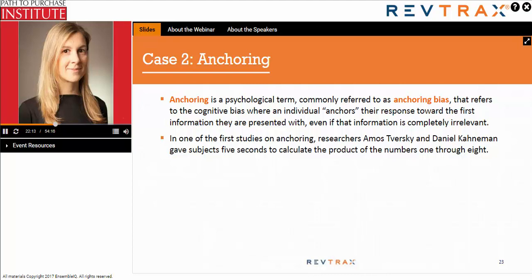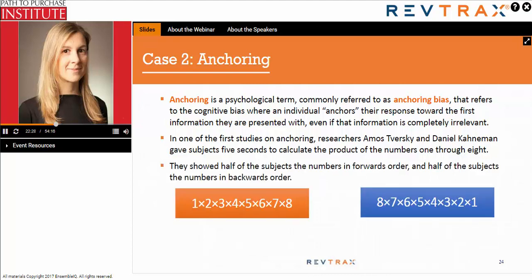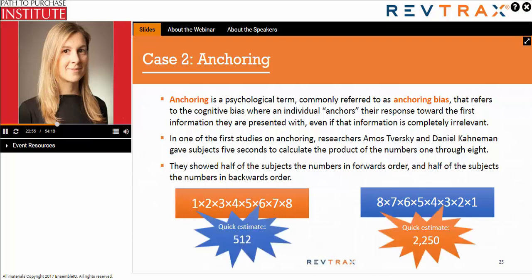So in one of the first studies in anchoring, researchers Tversky and Kahneman gave subjects 5 seconds to calculate the product of numbers 1 through 8. But what they did is that they randomized their subjects into two groups, and for one group they showed the equation on the left, and for the other group they showed the equation on the right. And then they asked them to spend 5 seconds and then write down what they think is the actual number. So one thing that happened is that the differences were stark.